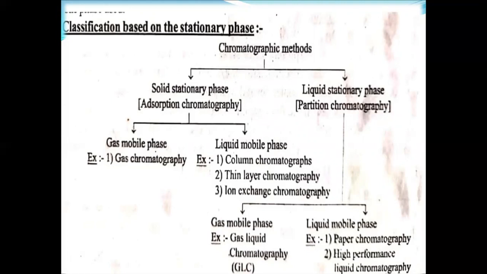Adsorption chromatography is again of two types, depending upon the mobile phase. It can be a gas or a liquid mobile phase. So gas chromatography is an example under this category, where the solid is the stationary phase and the gas is the mobile phase.